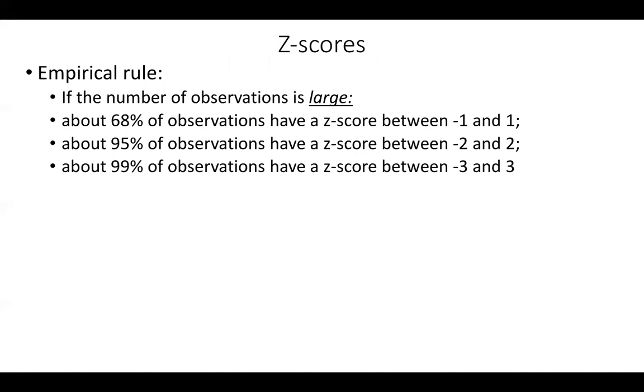This made the exercises and examples last week really easy because we could calculate a Z-score of 1 and say about 68% of the observations will fall between plus and minus 1. Or we calculated a Z-score of -2 and said about 2.5% of observations are lower than that.